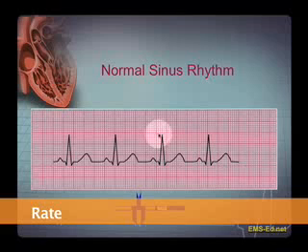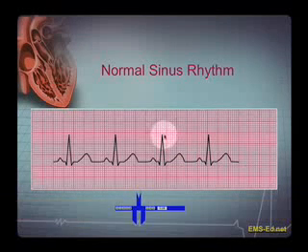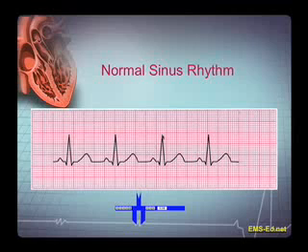However, it's beyond that point. If it were beyond that point to here, that would be 5 big boxes. 5 into 300 is 60. So this R wave is somewhere between 60 and 75. Let's call it about 67 as a heart rate.